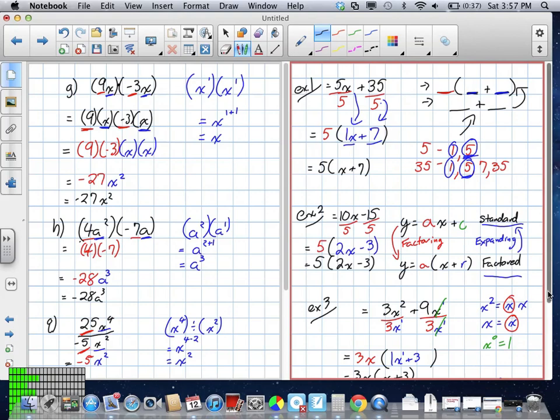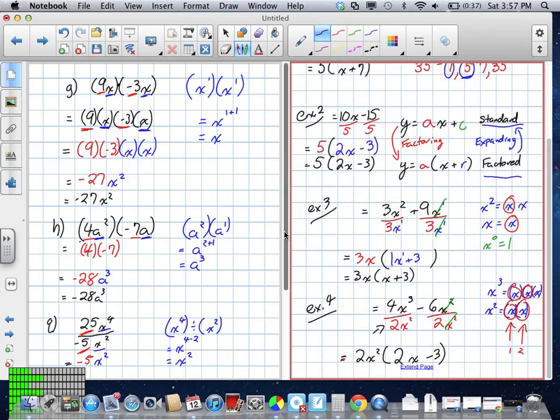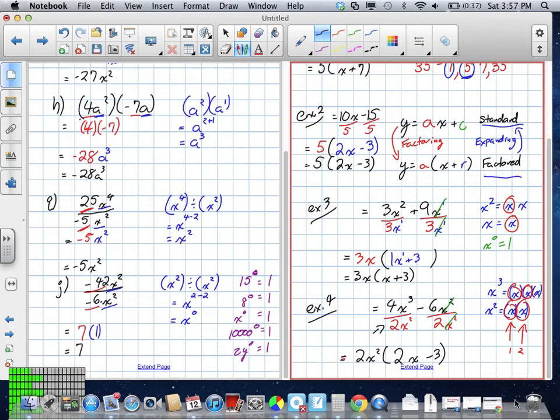So we went over a lot today. We went over 2 lessons, expanding and simplifying and factoring.